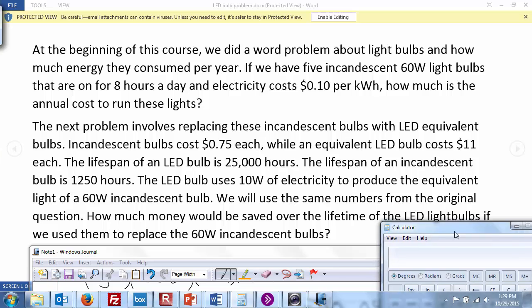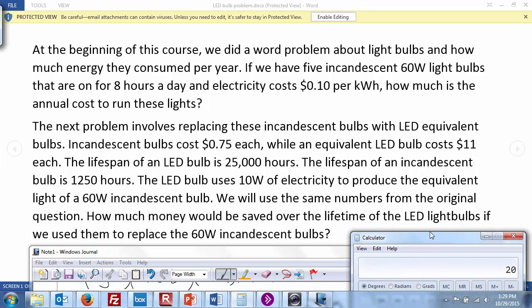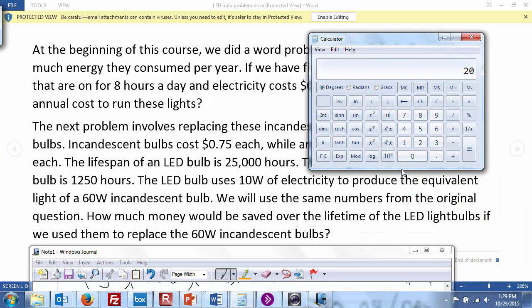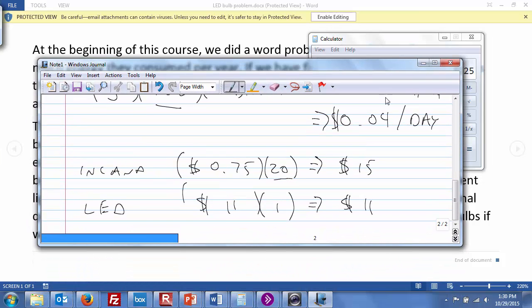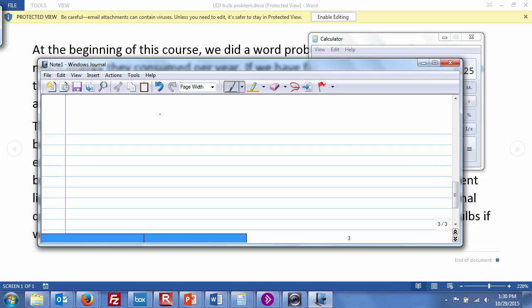So then we get into that lifespan. If we know it lasts 25,000 hours, we have to divide that by 8 to get the number of days that we're using it. So 25,000 hours divided by 8 hours per day comes out to 3,125 days is the lifespan of it. Well, that's a good long time, almost 10 years.